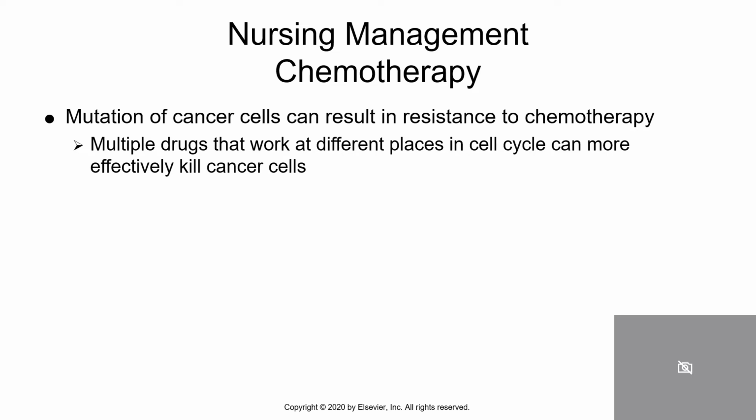Cancer cells can undergo mutation, which can lead to chemotherapy not being as effective. And so the best approach is to use multiple drugs that are working at different areas in the cells or different phases of the cell cycle to more effectively kill cancer cells.